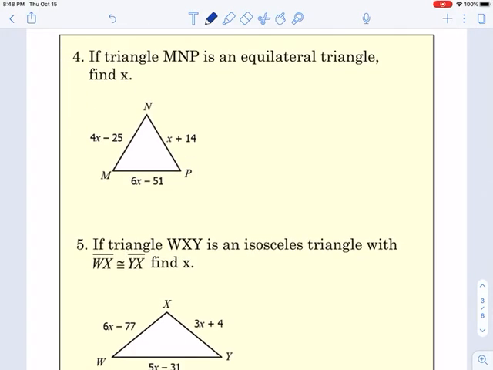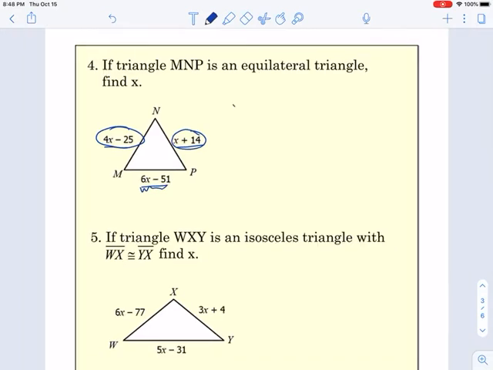Now let's put all of that into use in some examples. For number 4, if triangle MNP is an equilateral triangle, I want to find x. Equilateral means all equal sides. I've given 3 different expressions here, but you only need 2 in order to write the equation, and it does not matter which 2 of the 3 you use. You just can't use all 3. I'm going to use x plus 14 as my one side, and 4x minus 25 as my other. Again, it does not matter. You could have used 6x minus 51, but you can only use 2 out of the 3.